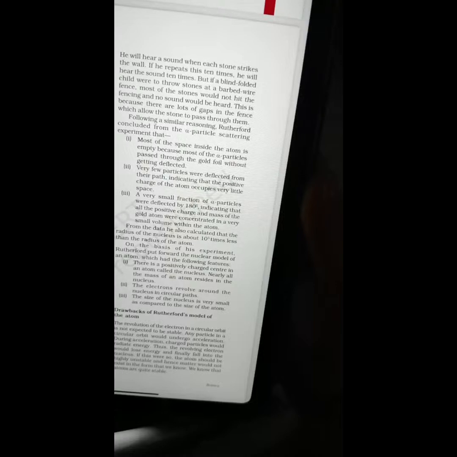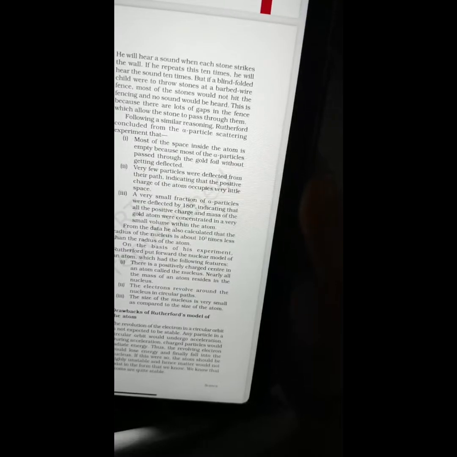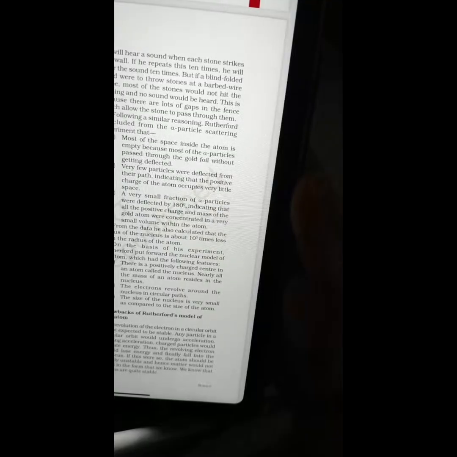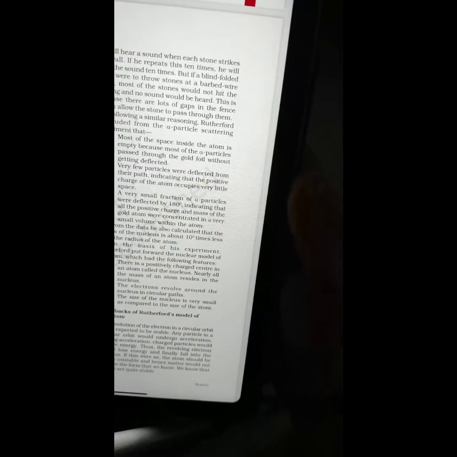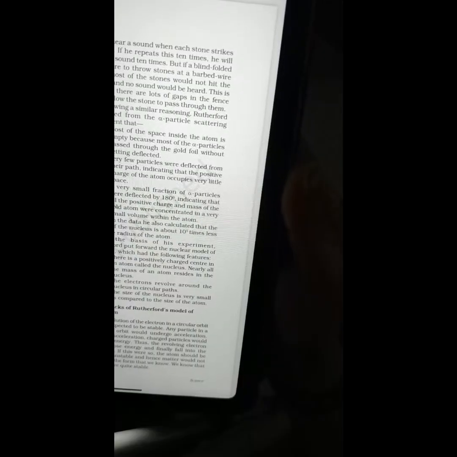Very few particles were deflected from their path, indicating that the positive charge of the atom occupies very little space. A very small fraction of alpha particles were deflected by 180 degrees, indicating that all the positive charge and the mass of the gold atom was concentrated in a very small volume within the atom. From the data, he also concluded that the radius of the nucleus is about 10 to the power 5 times less than the radius of the atom.